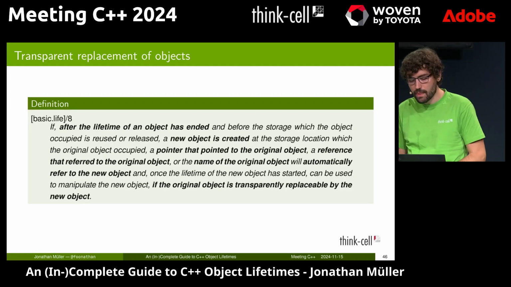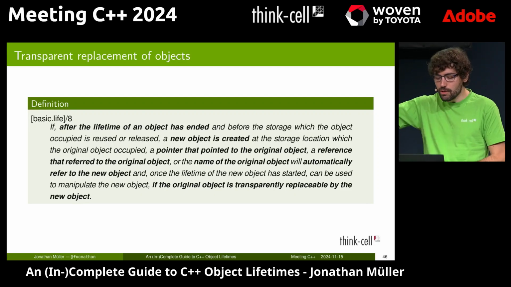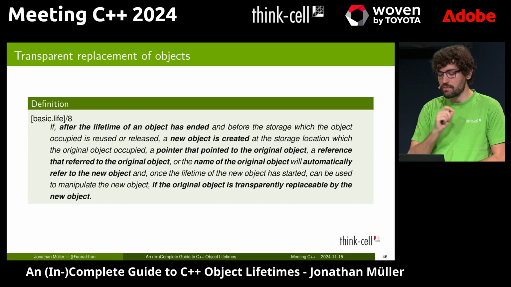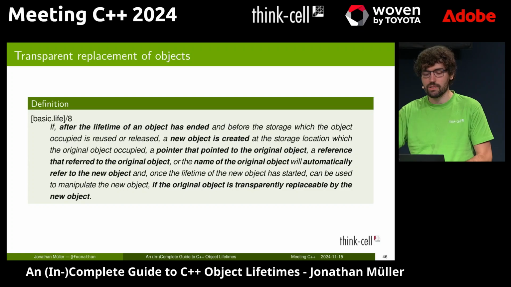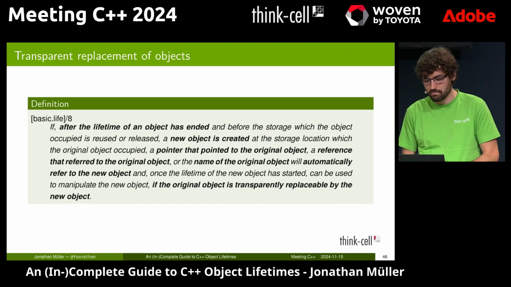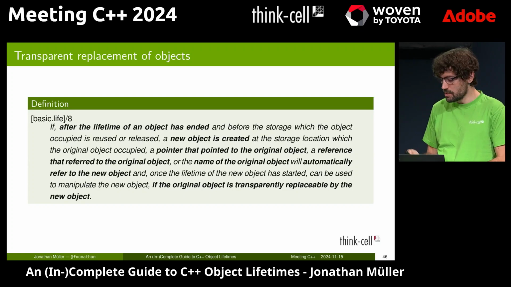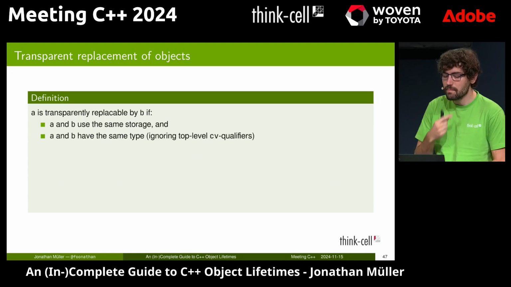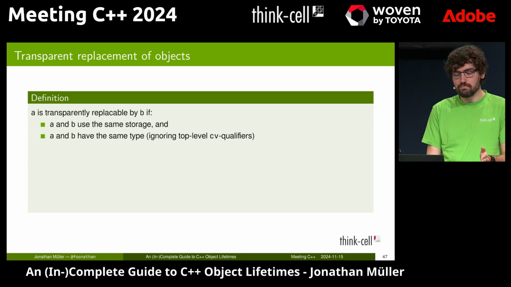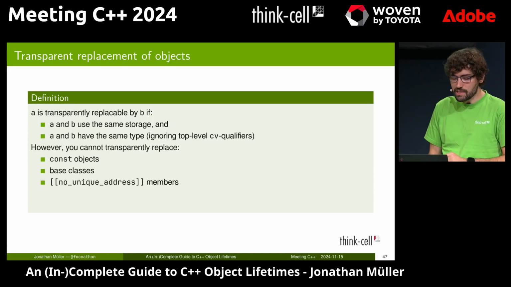If after the lifetime of an object has ended, a new object is created, a pointer that points to the original object, a reference that refers to the original object, and the name of the original object will automatically refer to the new object if the original object is transparently replaceable by the new object. When is an object transparently replaceable? The definition is very complicated, so I simplified it here. It's transparently replaceable if A and B use the same storage, which makes sense, and A and B have the same type. And then there are three exceptions.